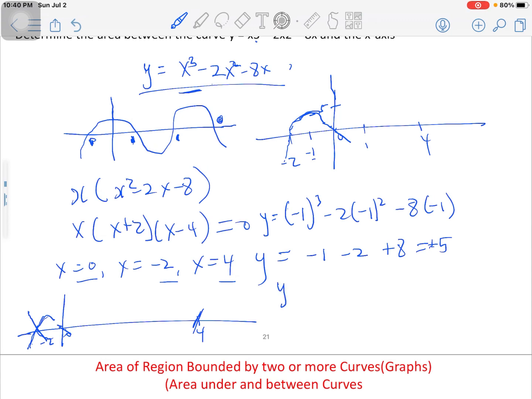So picking 1 again, we can put it in the y function. We're going to get 1 to the power 3 minus 2 times 1 exponent 2 minus 8 times 1. So in this case, we are going to get 1 minus 2 minus 8. And at the end of the day, we are going to get -9.